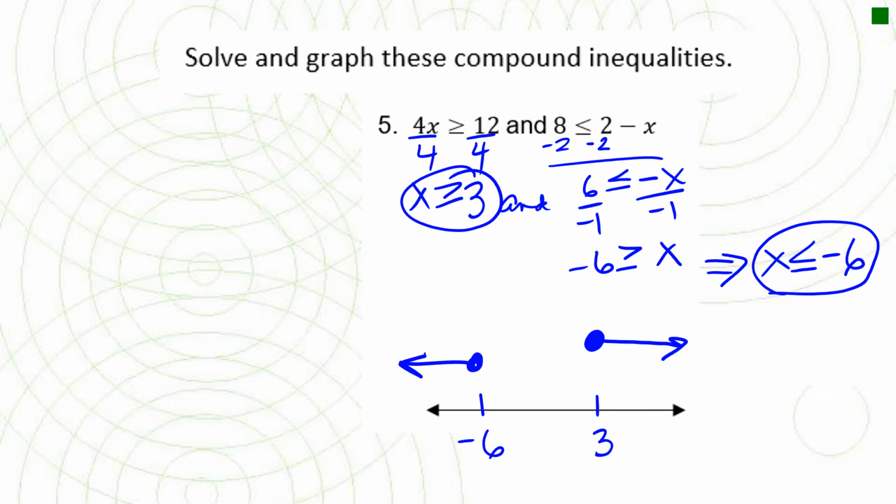Now I need the intersection. Well, there's no intersection because there's just big space in between them. So the answer is no solution.